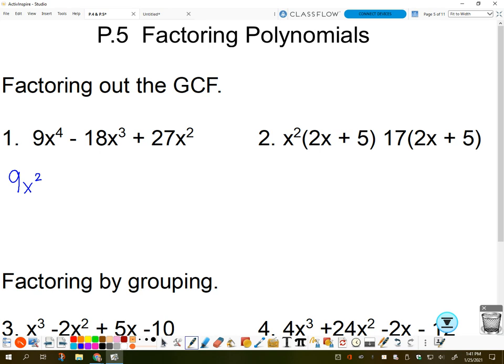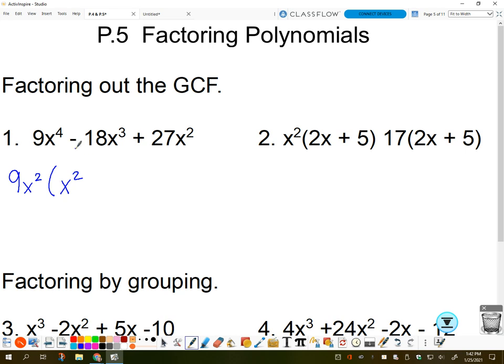What you're really doing when you're factoring is you're trying to tell me what 2 things multiplied to get the original problem. So to get what I multiply 9x squared by, I have to think about 9x to the 4th divided by 9x squared, and that would be x squared. You can also think, what do I multiply 9x squared by to get to the 9x to the 4th? And again, that's going to be x squared.